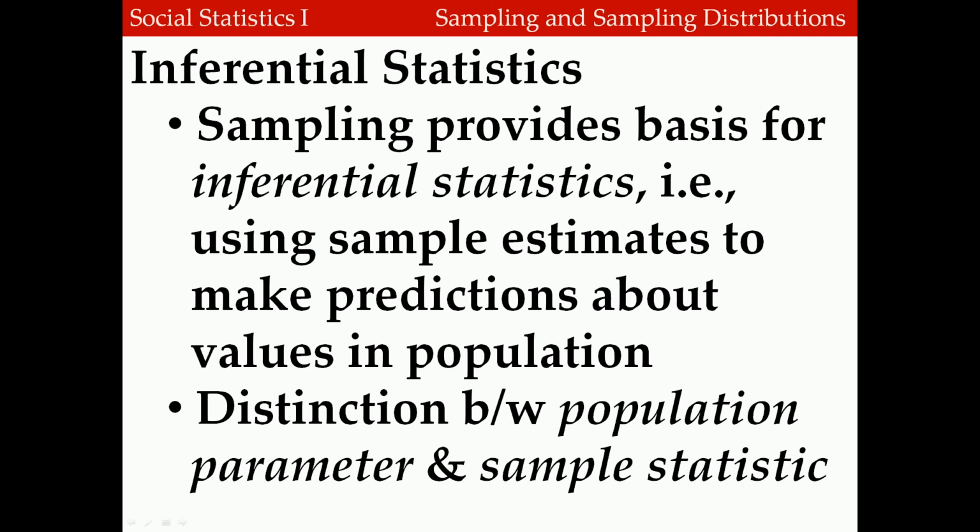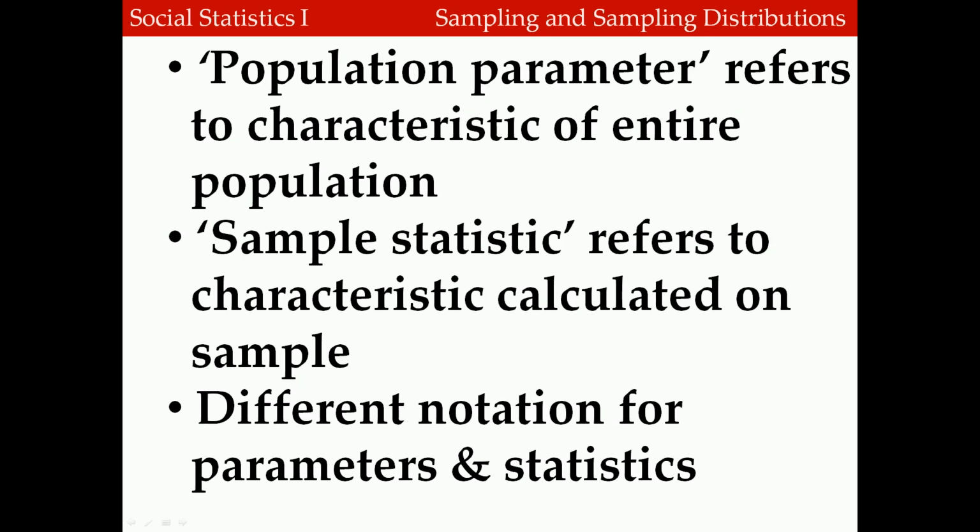In order to talk about inferential statistics, we have to make a distinction between population parameters and sample statistics. So a population parameter refers to some characteristic of an entire population, whereas a sample statistic refers to the characteristics calculated on a particular sample. So for example, if we were interested in studying the income of the entire U.S. population, the average income of that population would be referred to as a population parameter. If we took a smaller sample of the U.S. population and studied their income, their average income would be referred to as a sample statistic.